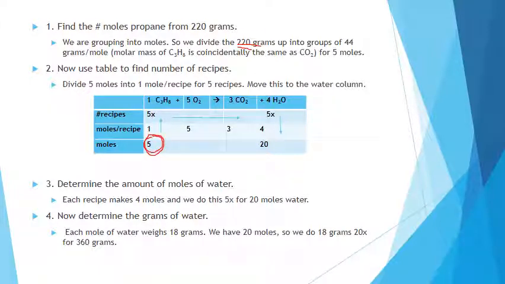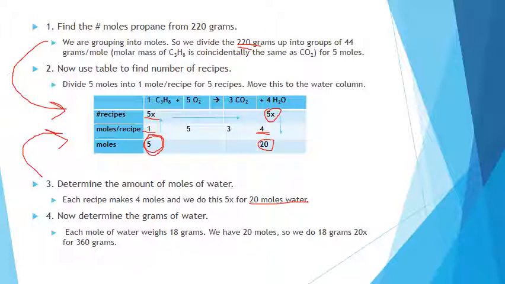Okay, next step. Now we can put it into the table, and we can do steps 2 and 3 with the table. So now what we're going to do is divide. Every time you do the recipe, you need 1. So obviously if you have 5, you can do the recipe 5 times. So bring that over here. Now how many moles of water? For every recipe you'll get 4. You can do that 5 times, so you end up with 20 moles of water.